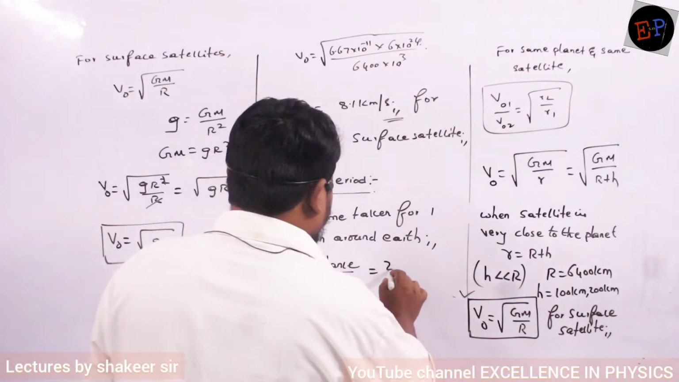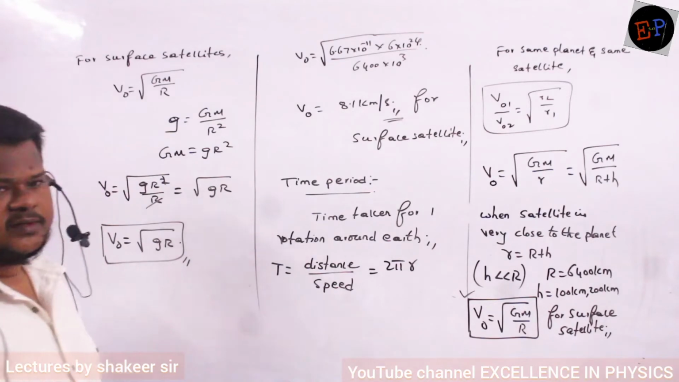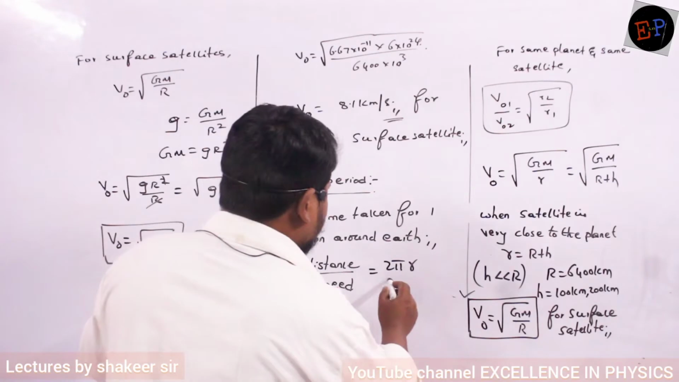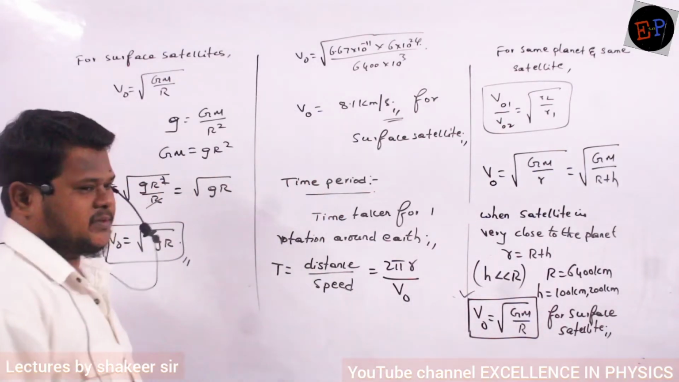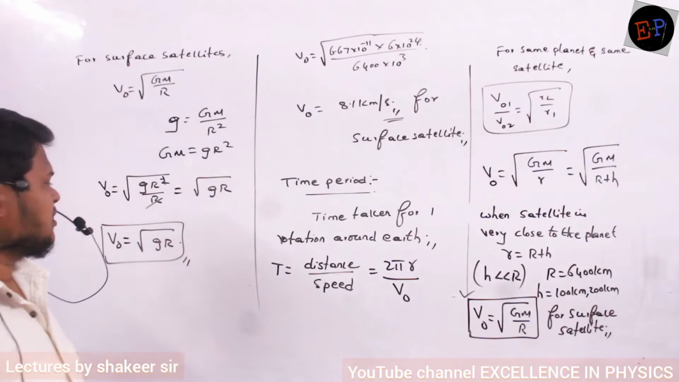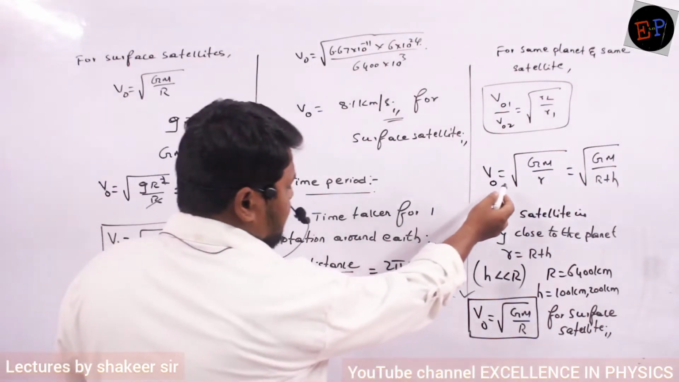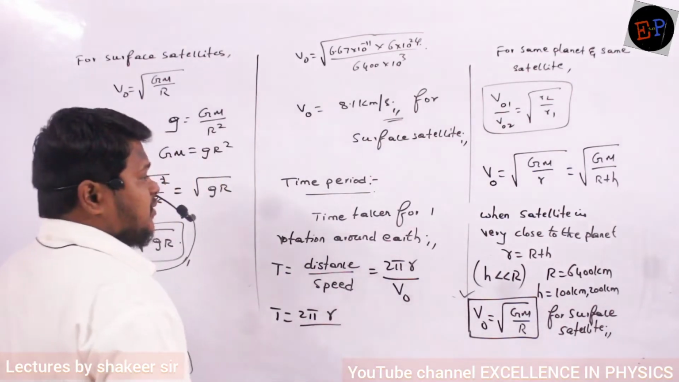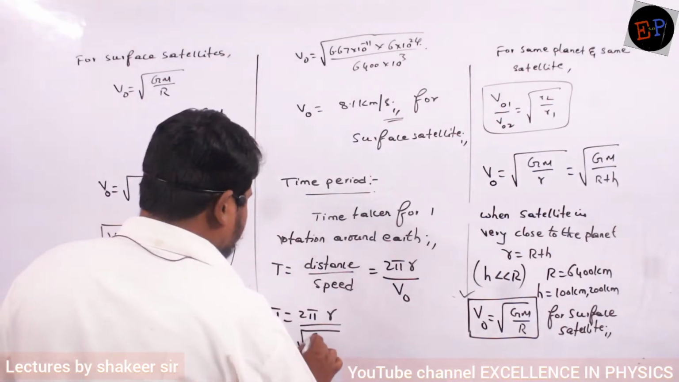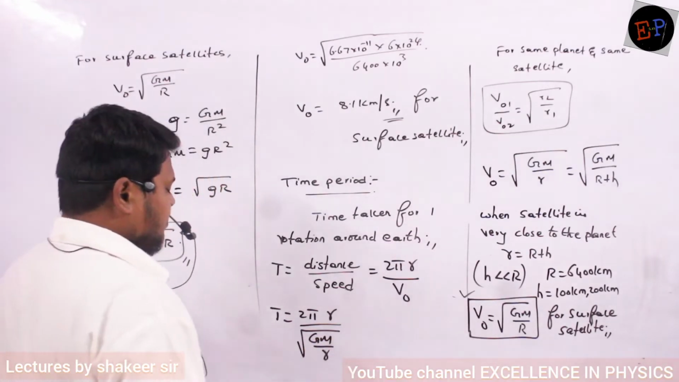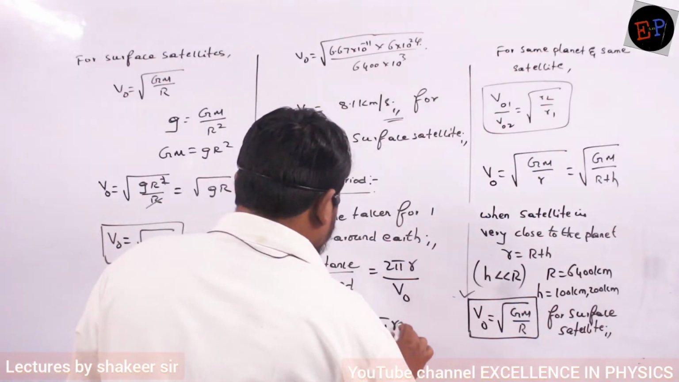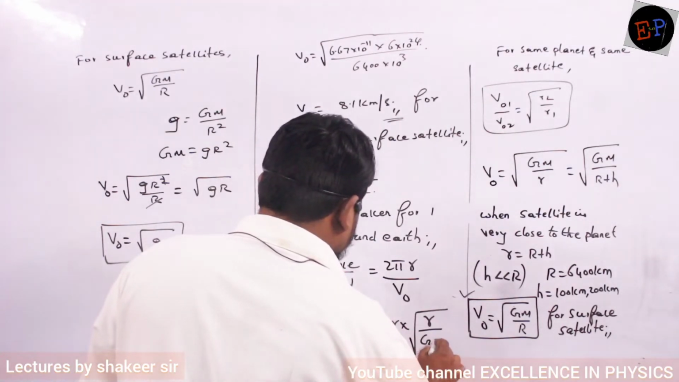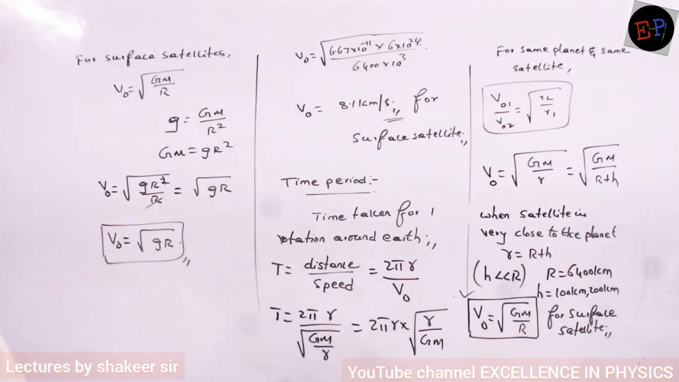So distance I can write as 2 pi r. If r is the radius of the satellite's orbit, 2 pi r divided by speed, which is the orbital velocity or orbital speed. V0 value we have already calculated. Substitute here. So T is equal to 2 pi small r divided by V0. V0 I can write as square root of GM divided by r. With a small manipulation, I can write it in terms of root of r cubed divided by root of GM also.